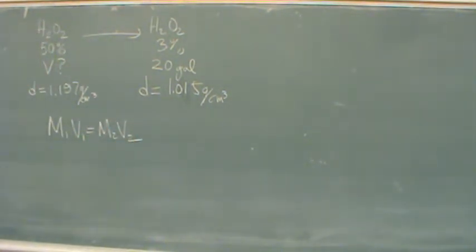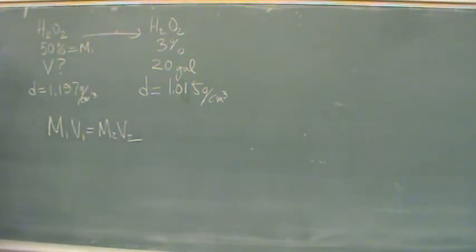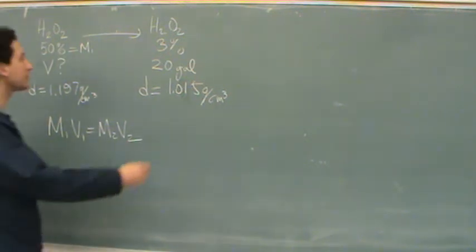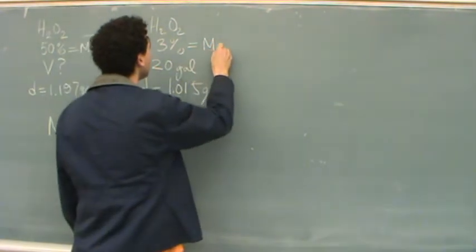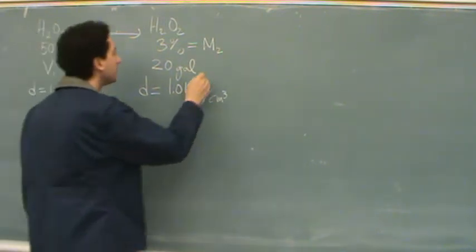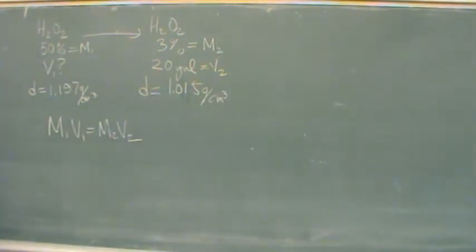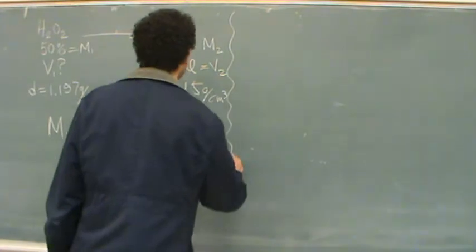So the initial molarity is going to be the 50%, but it's not in the right concentration units, so we'll change those. There's the final molarity, again not in the right concentration units. We want to know volume 1. We know volume 2. So it's a combination of a lot of conversions with a dilution problem. That's the concept of it.